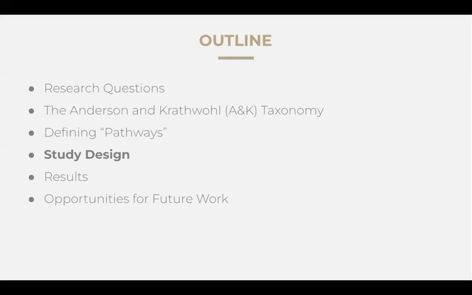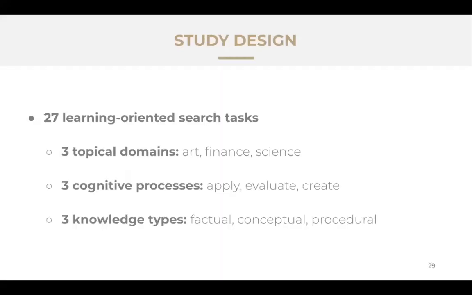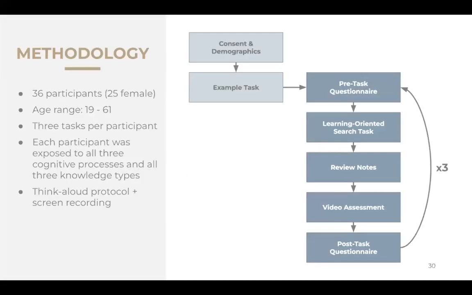Okay. So we basically developed a study where we designed 27 different learning-oriented search tasks that varied along 3 topical domains. Again, 3 cognitive processes, 3 knowledge types. The study involved 36 participants. Each participant completed 3 tasks, and the 3 tasks varied along the 3 cognitive processes and the 3 knowledge types within a specific domain.